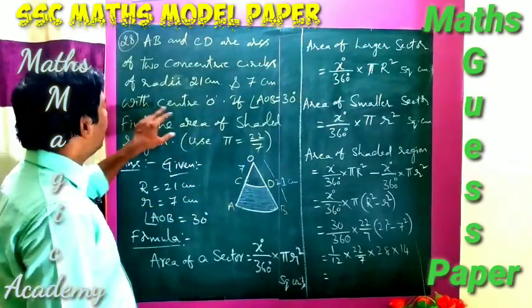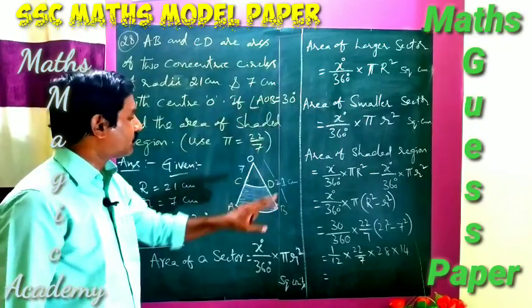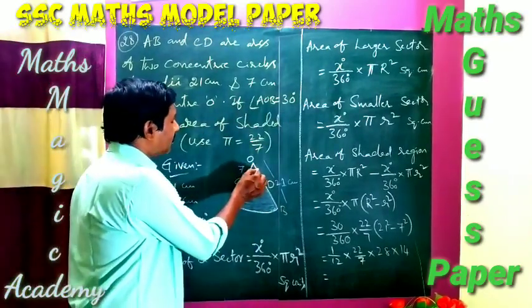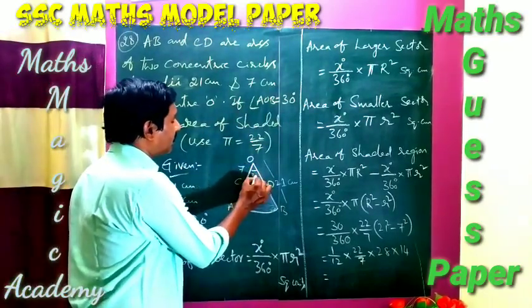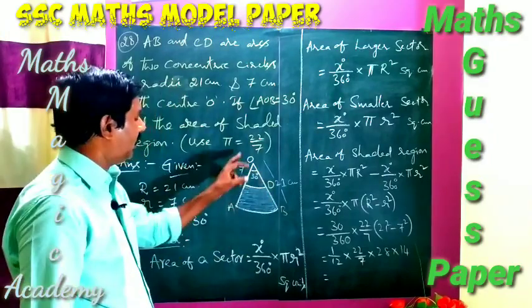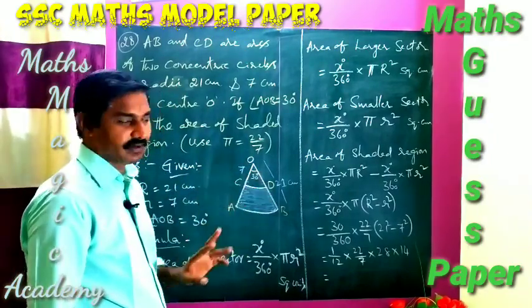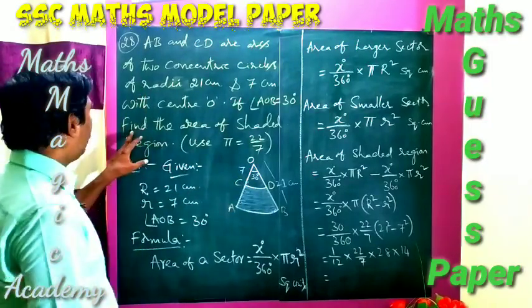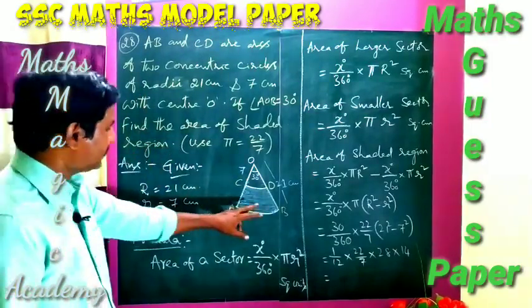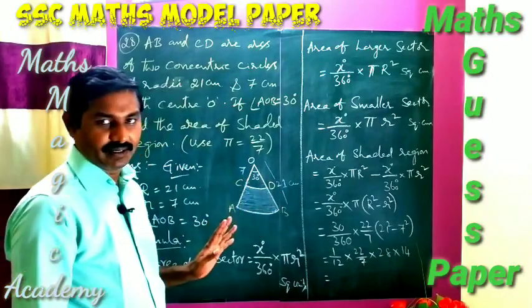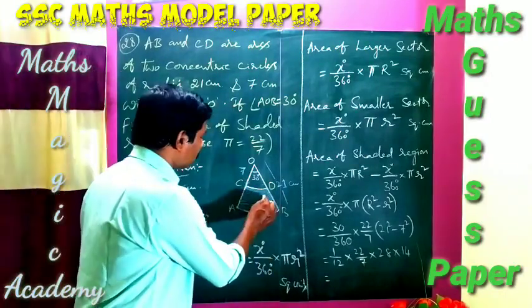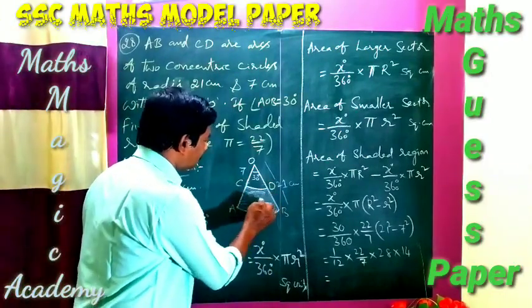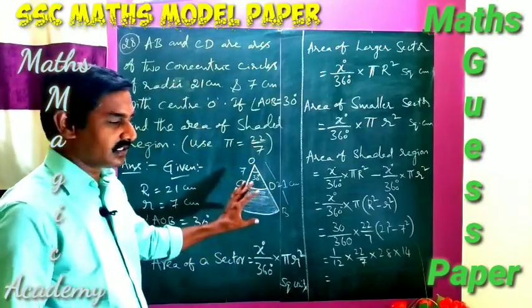And here, if angle AOB equals to 30 degree, that means this is nothing but 30 degree. Angle AOB or COD, whatever the angle may be, that is 30 degrees. Find the area of shaded region. This region area we have to find. This is the shaded region. This total is nothing but shaded region. This shaded region you have to find.